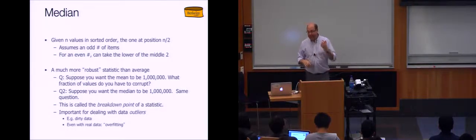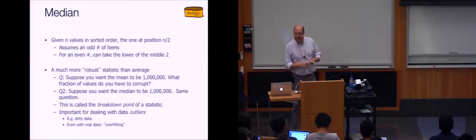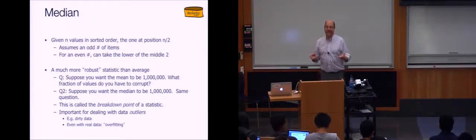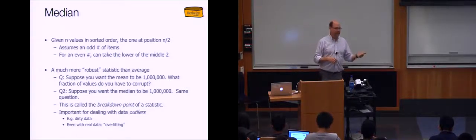If you wanted the median to be 1 million, how many records would you have to change? How many records do you have to change if you want to fix the median to a certain value? Yeah, at least half. So it's a big difference, right? If you have 1 billion records, the mean you can change just by doing one insert. The median, if you really want to make it a particular value, you've got to mess with 500 million records.